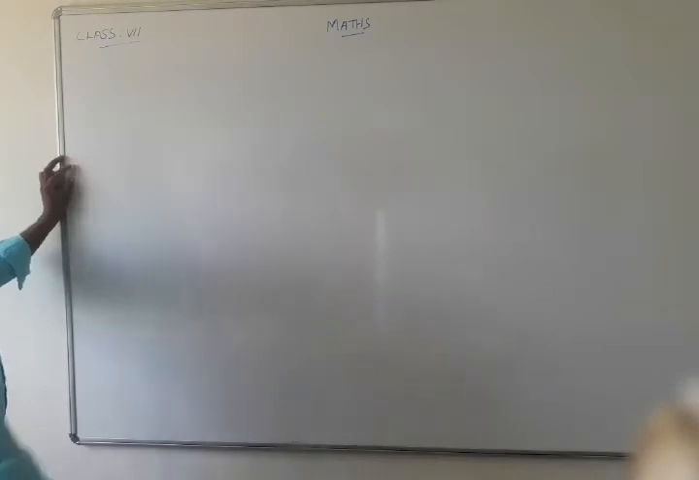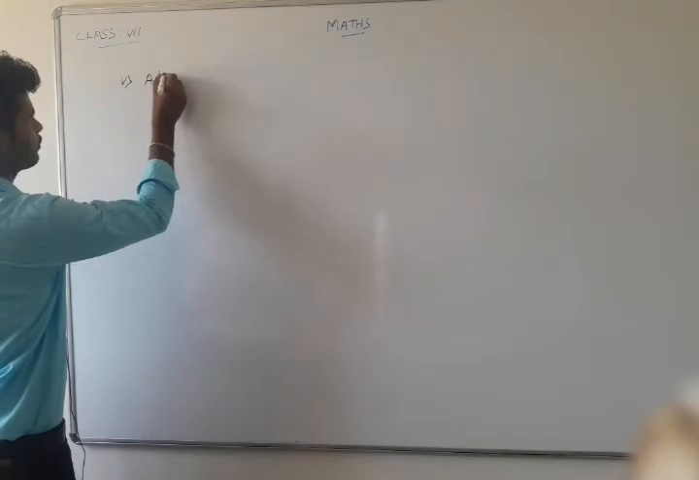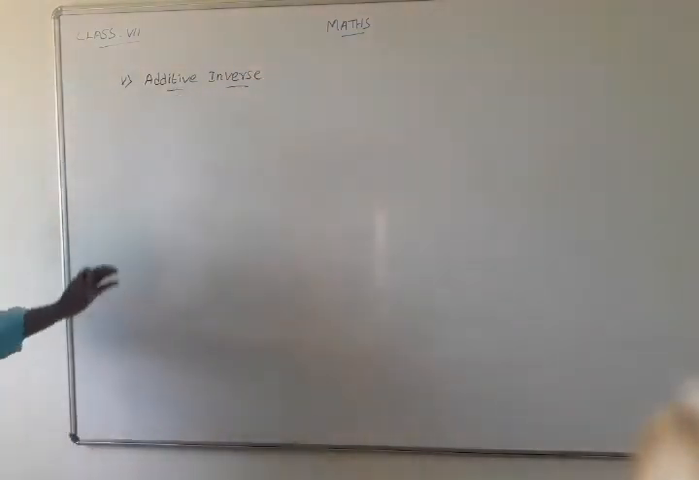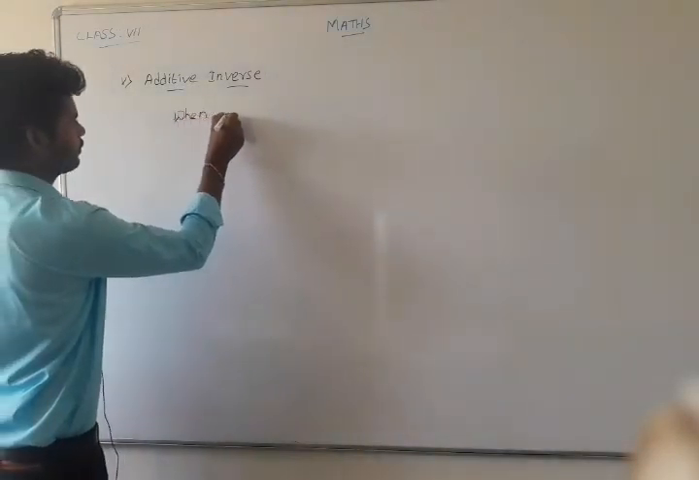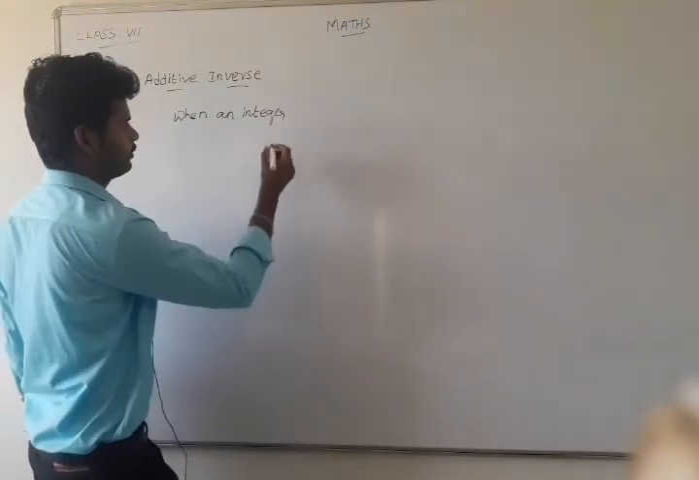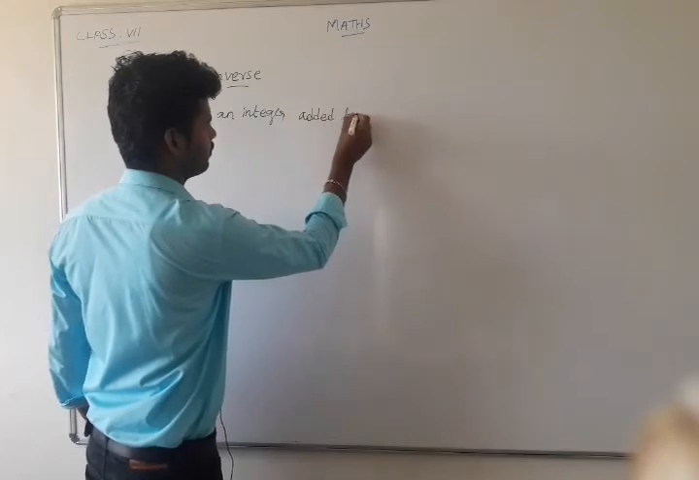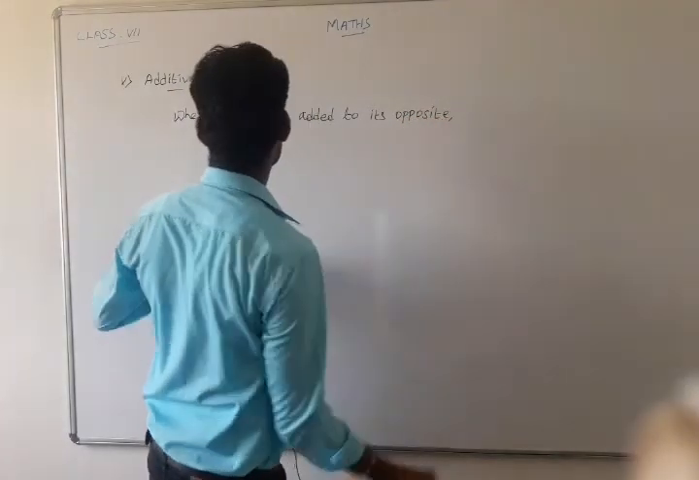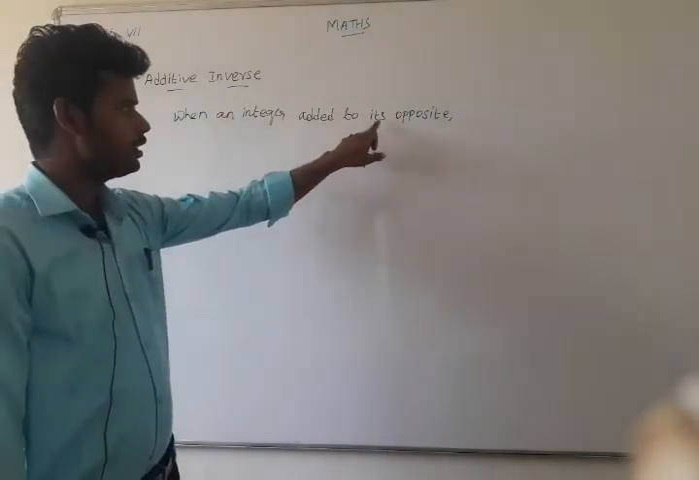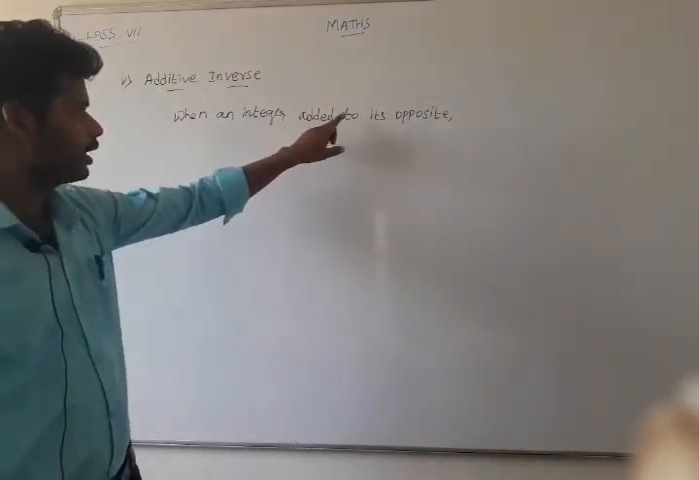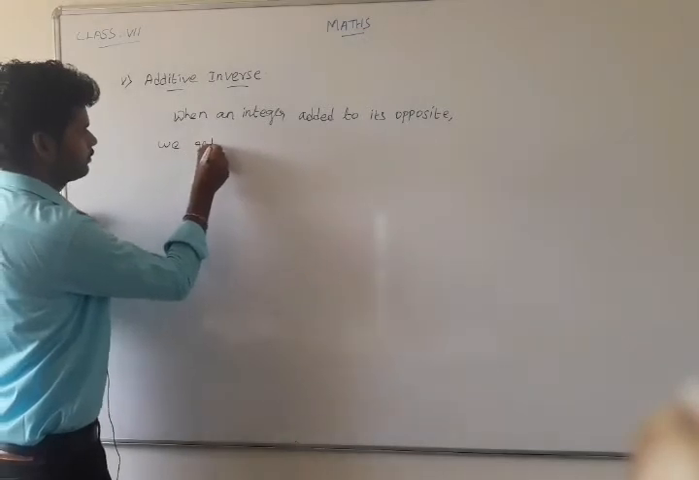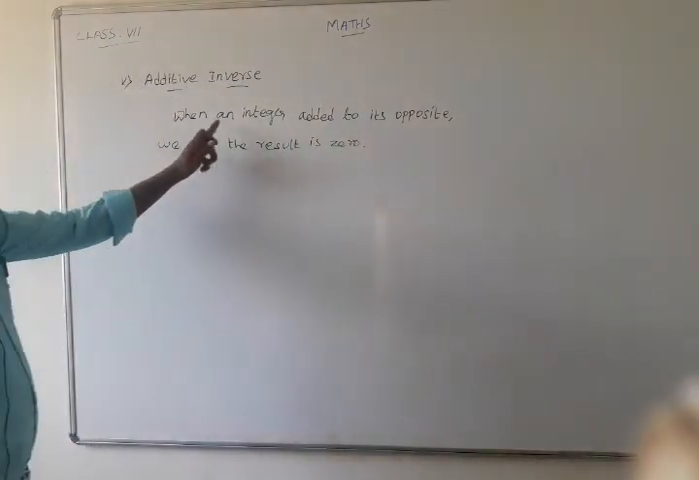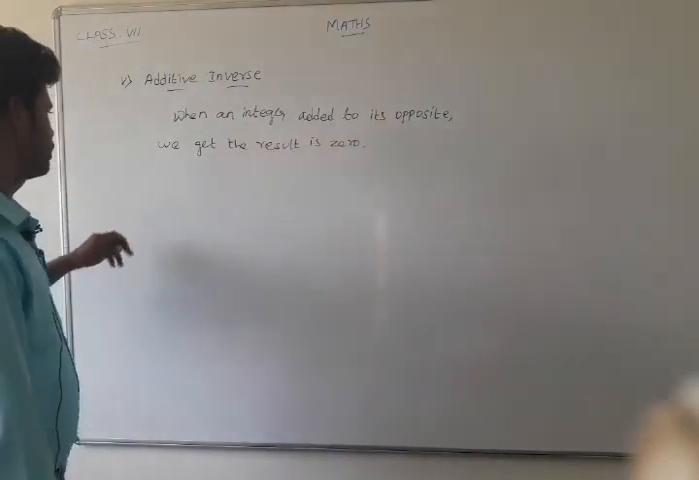Next one, additive inverse. When an integer is added to its opposite, we get the result 0.